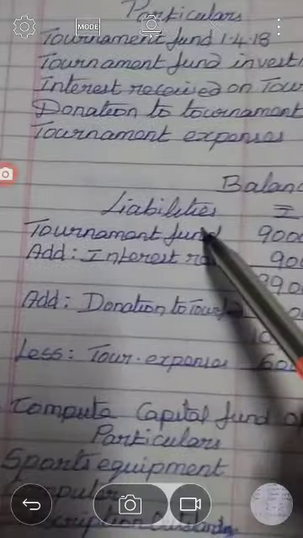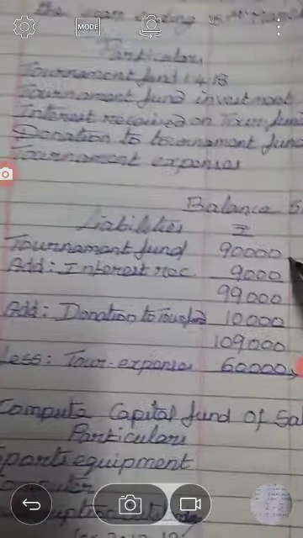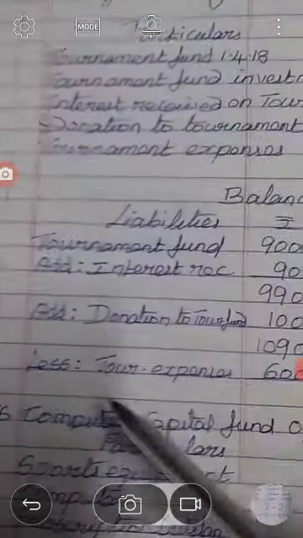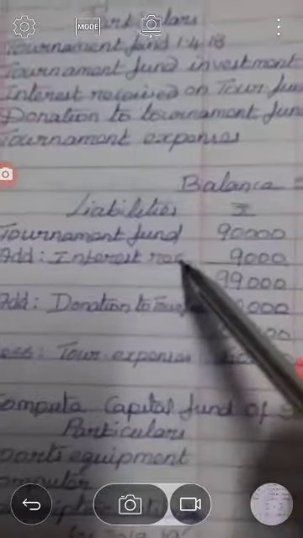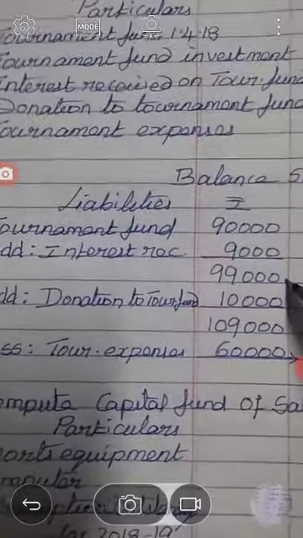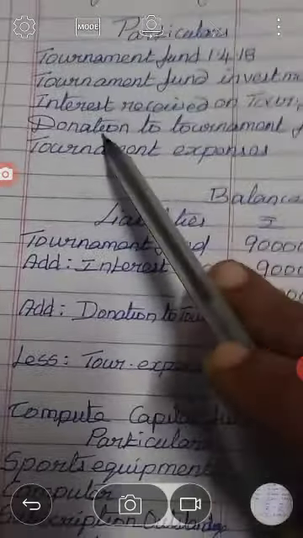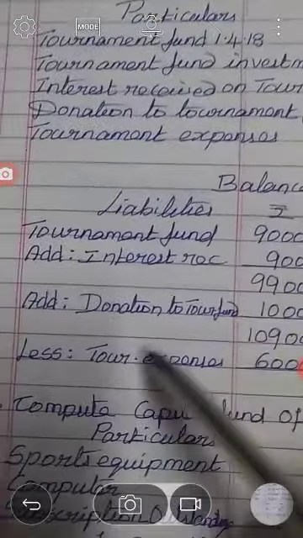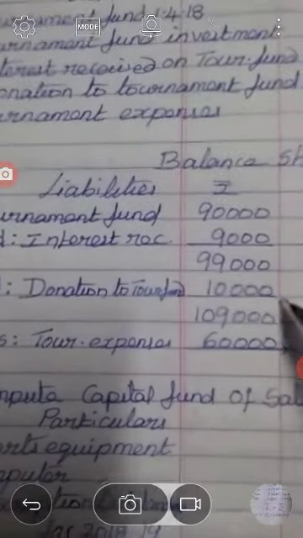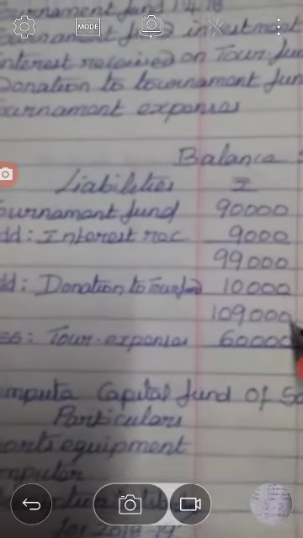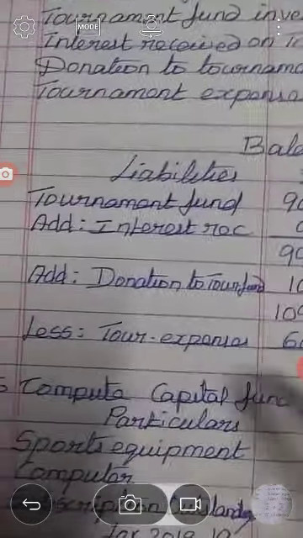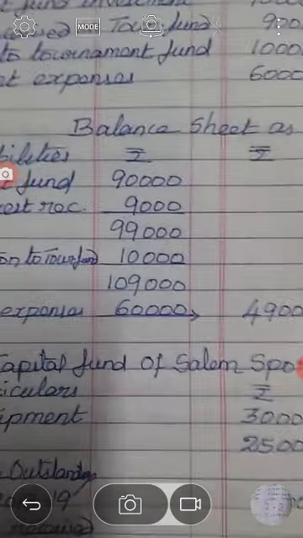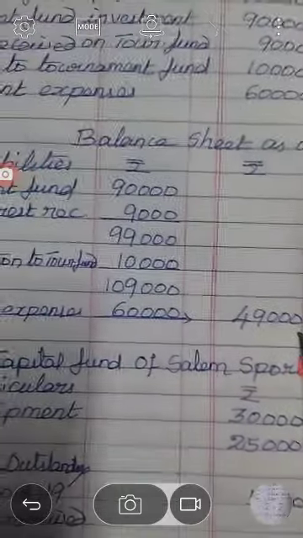So tournament fund 90,000. Then interest received, so it is an income. So add to the concern fund account, add interest received 9,000, total 99,000. Then donation to the tournament fund 10,000. So add donation to tournament fund 10,000, total 1,09,000. Then less tournament expenses, 60,000, so outer column 49,000.